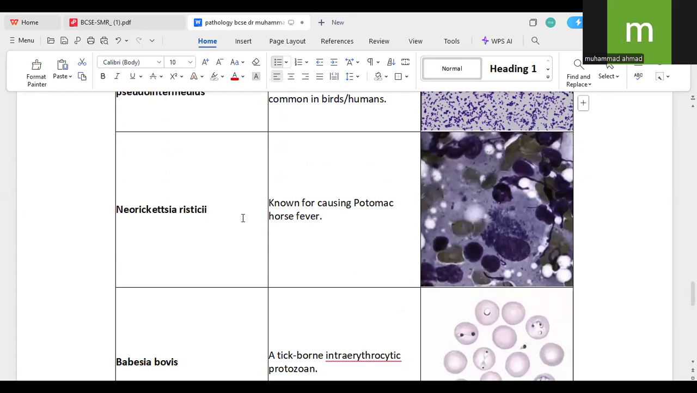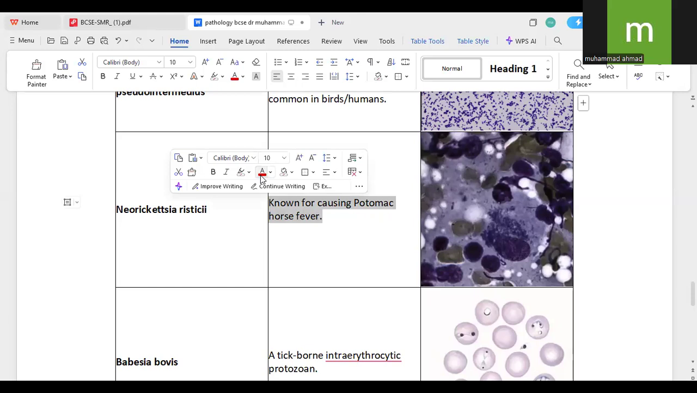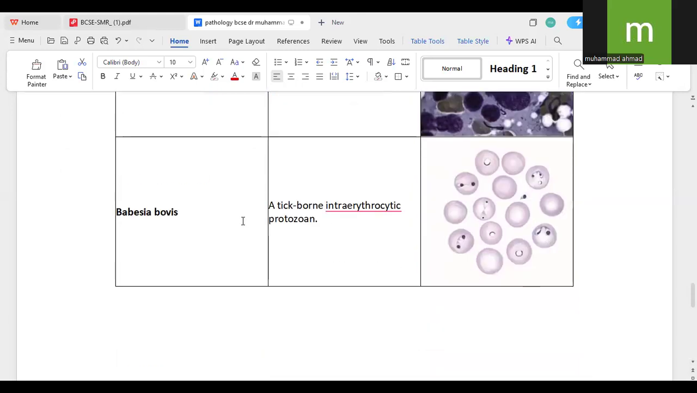Neorickettsia risticii is known for causing Potomac horse fever. This is important. They may give a picture. This is the Babesia bovis in the cell. Okay, a tick-borne intra-erythrocytic protozoan in the RBCs. You can see the Babesia bovis.